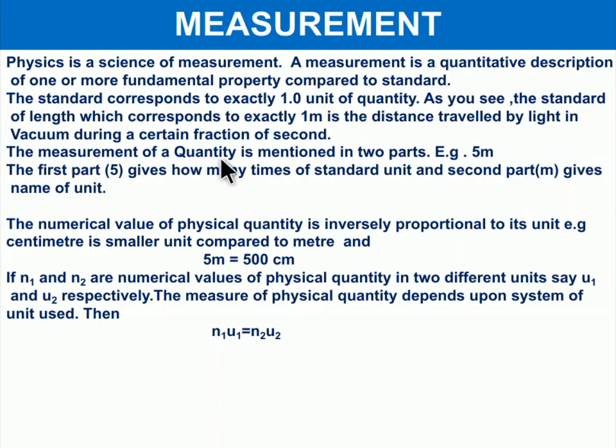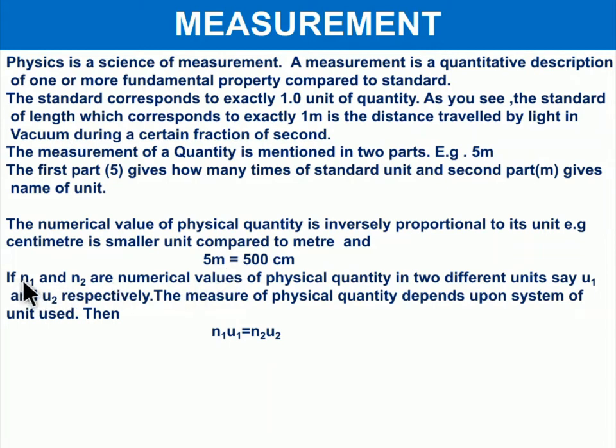The measurement of a quantity is mentioned in two parts. For example, 5 meter. The first part 5 gives how many times of standard unit, and second part m gives name of unit. The numerical value of physical quantity is inversely proportional to its unit. For example, centimeter is smaller unit compared to meter, and 5 meter equals 500 centimeter. We can see that the larger number is associated with smaller unit and the smaller number is associated with larger unit.